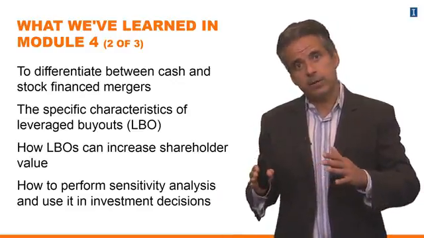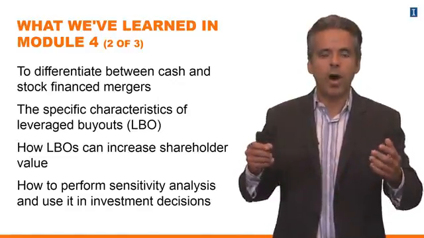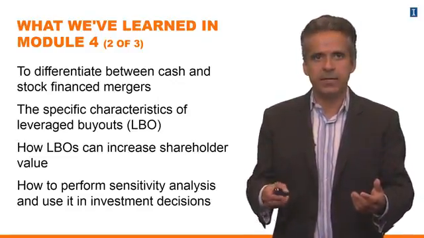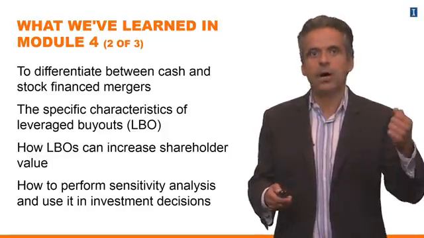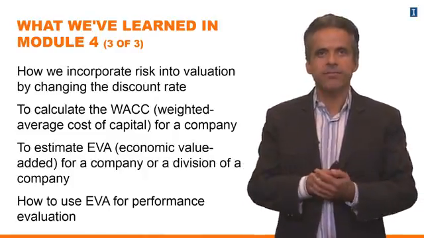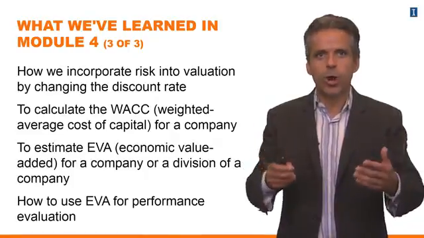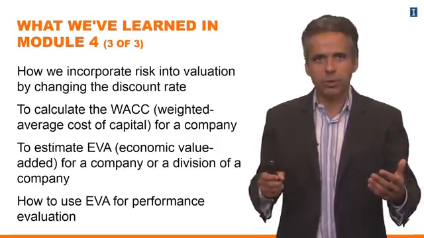The second part of Module 4 looked at uncertainty. We learned how to incorporate uncertainty and risk into our valuation analysis. First, we talked about sensitivity analysis. We learned how to do it and how to use it. And then we talked about the fundamental idea in finance that we can use discount rates to incorporate risk into valuations. We talked about the weighted average cost of capital.